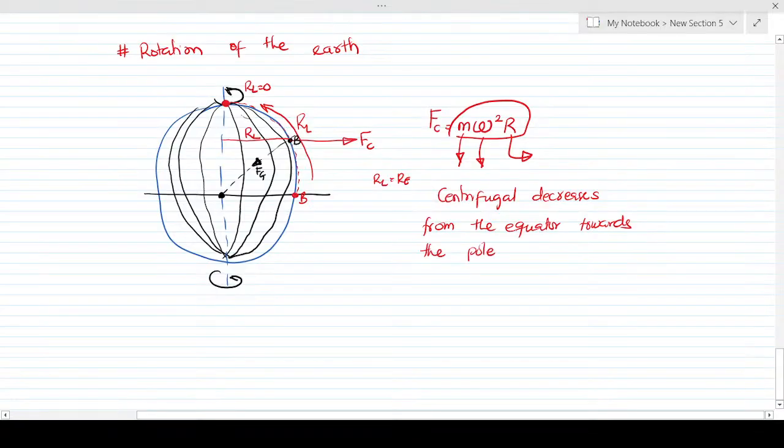So when this happens, we know that centrifugal force is in the opposite direction to the gravitational force. So as we move from the equator towards the pole, the centrifugal force is in effect going to reduce the gravitational force at a given point. But when it gets to the poles, because there is no component of centrifugal force, we are not going to have any effect. Are you okay? Okay.